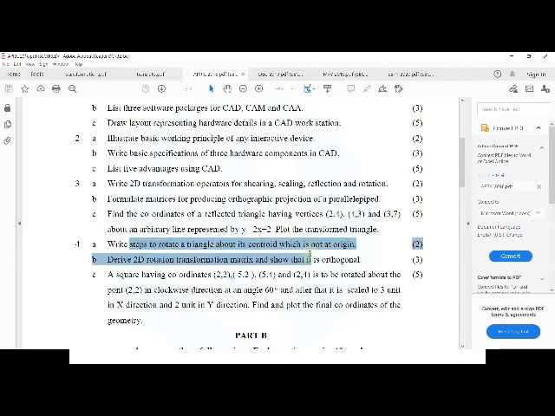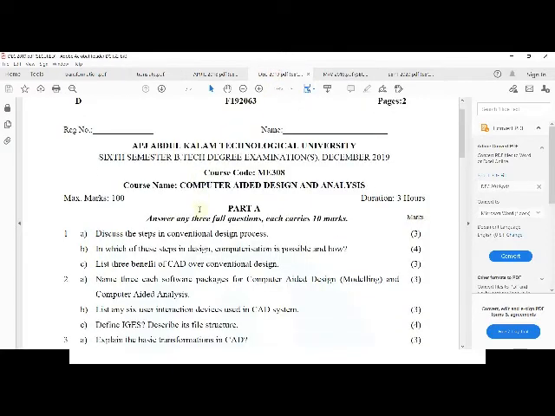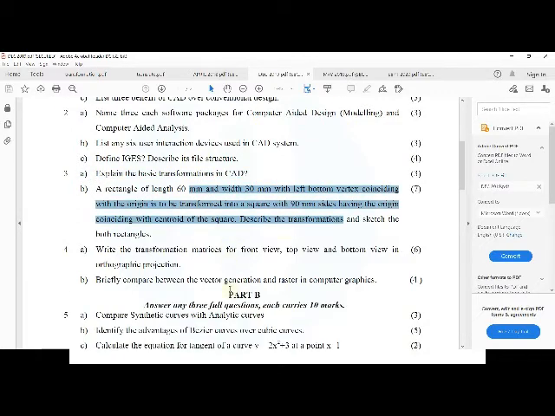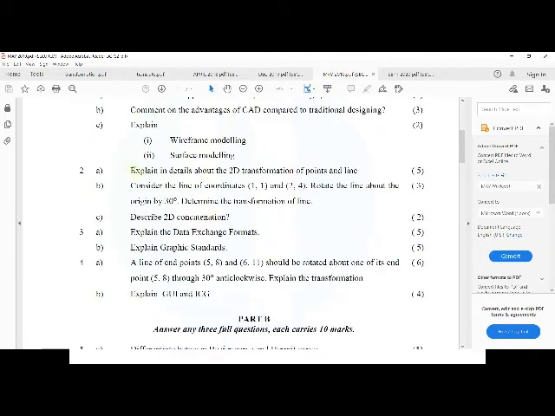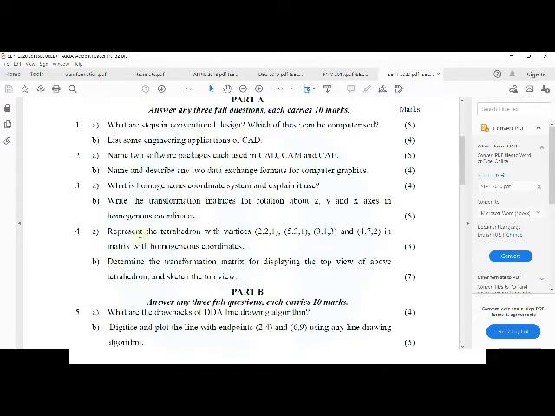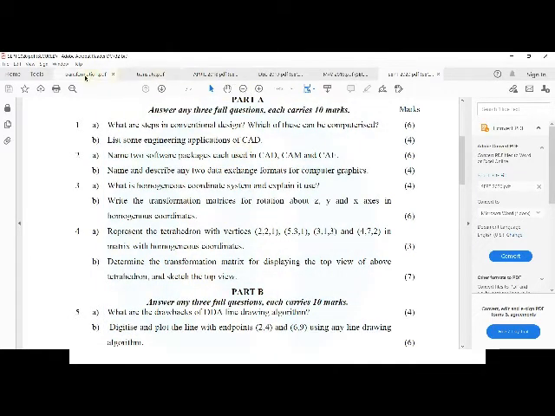Write steps to rotate a triangle. So all these many problems you can see related to this topic of transformation. Again, explain the basic transformations in CAD. Then you have a problem for transformation. So if you take any question paper and look, you will have questions related to transformation. So a very important topic which you should learn. You have the transformation matrix. So transformation is a very important topic that you need to look.